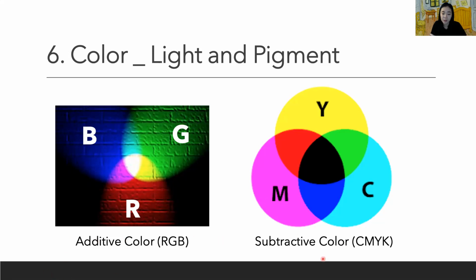And subtractive color or CMYK color. So C means cyan, the color name, and M means magenta. This pink color name is magenta. And Y is yellow, and K means black. So it is called CMYK color.